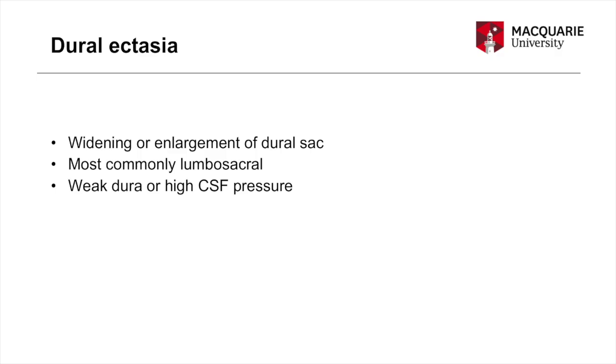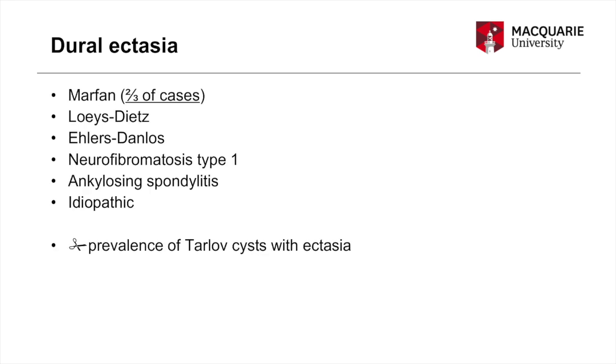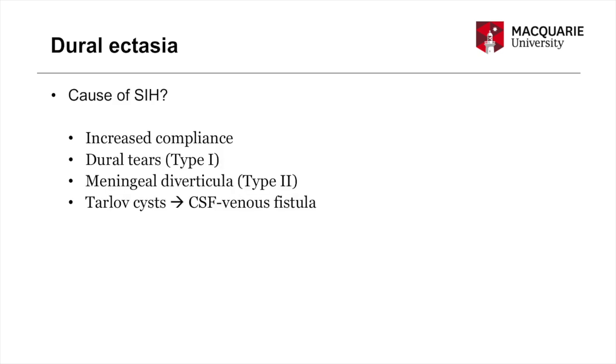And it's probable that there is a weak dura and/or high CSF pressure that drives the formation of dural ectasia. Probably most well recognized in Marfan syndrome. About 2/3 of Marfan patients will have dural ectasia. Also Loeys-Dietz, Ehlers-Danlos, particularly the hypermobile type, neurofibromatosis type 1, ankylosing spondylitis, and sometimes, as in the patient I showed you earlier, there's no underlying known connective tissue disorder. There's no definite evidence in the literature, but I think it's pretty clear that Tarlov cysts, or at least nerve root cysts, are more common in patients with otherwise dural ectasia.